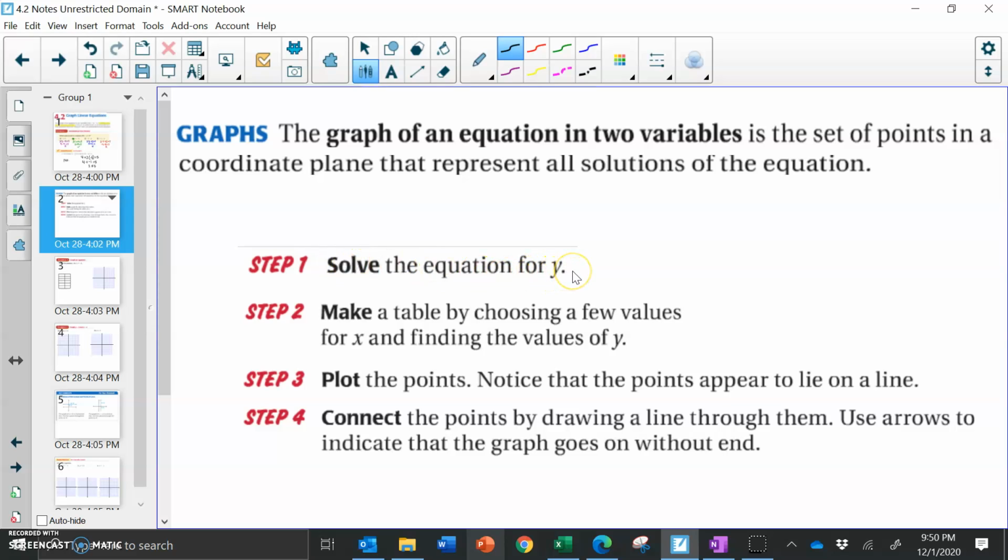First, you have to make sure the equation is solved for y in function form. Then you need to make a table by choosing a few x values and filling in the y values. Then you plot the points. Hopefully, if you did it correctly, your points will lie in a line, and then you will connect the points by drawing a line through them and use arrows to indicate that the graph goes on without end.